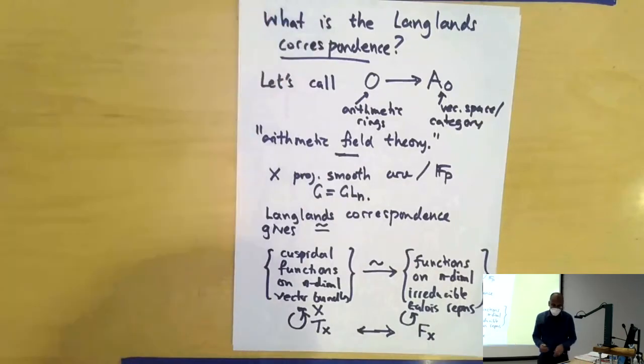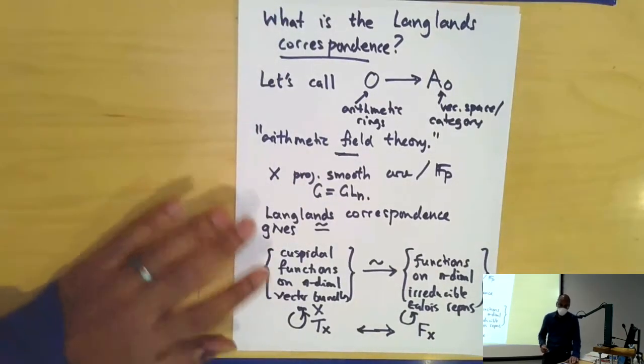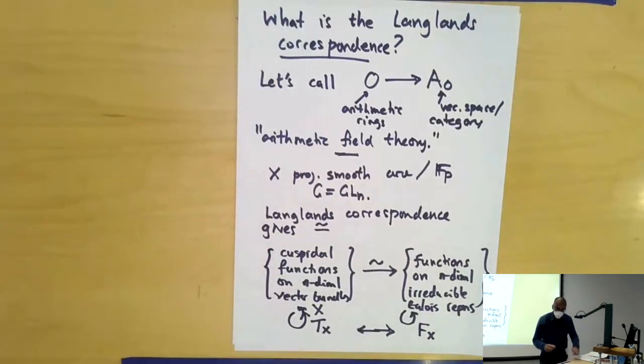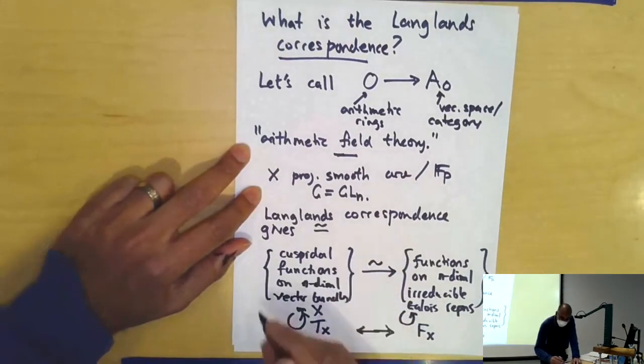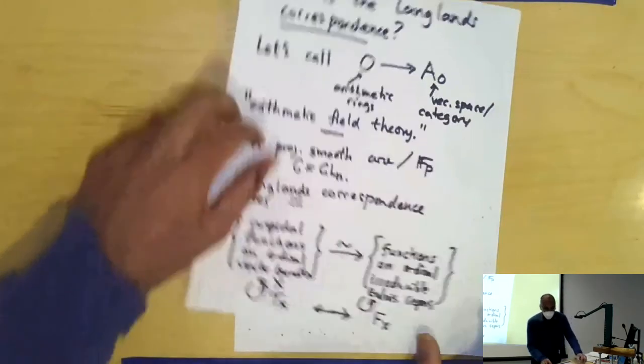So what does this suggest? Except for the technical details like the word cuspidal, this is the vector space that was associated to X. So let's put this here.